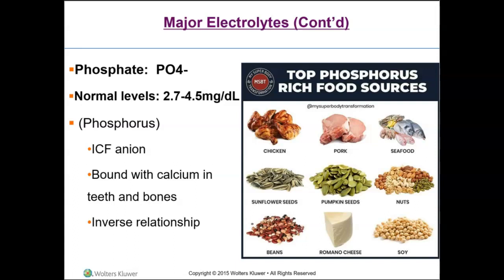Again, most of the phosphorus in your body is bound with oxygen, becoming phosphate. Phosphate binds with calcium in your teeth and bones, right? So there's a correlation between phosphate and calcium. They have an inverse relationship. As the blood level of one of them goes up, the other one goes down. That's important to know. Calcium and phosphate have an inverse relationship. As the blood level of one goes up, the other goes down. Again, normal levels for phosphorus should be 2.7 to 4.5.